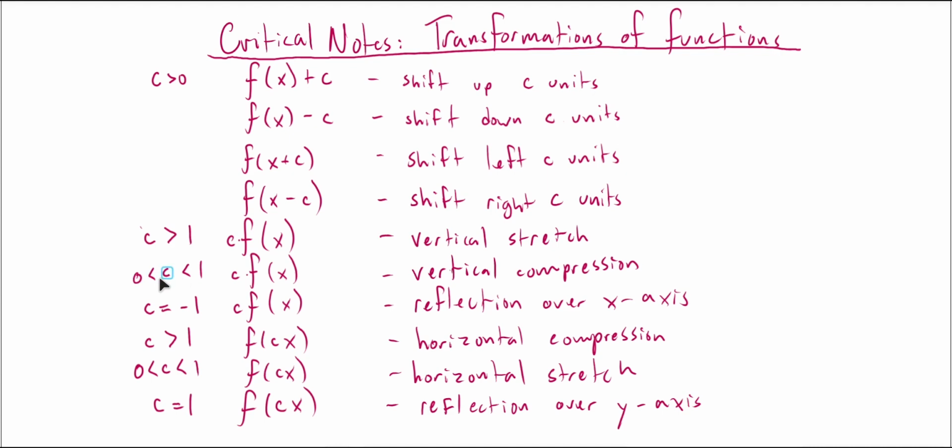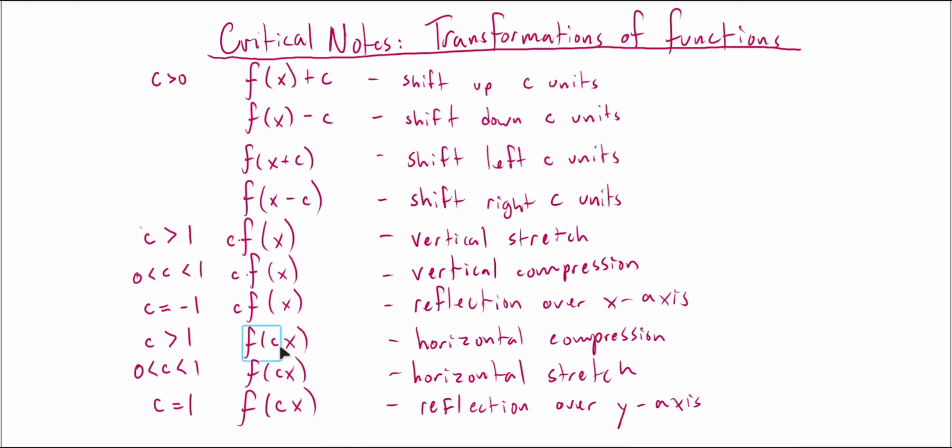If we do that with c's between 0 and 1, so some small value of c, this is vertical compression. All the y values will get smaller. If we do it by -1, this will flip us in the vertical direction over the x-axis. And if we wanted to do something for c negative, we could just combine these rules, either combining vertical compression and reflection if we were between 0 and -1, or vertical stretching and reflection if we were less than -1.